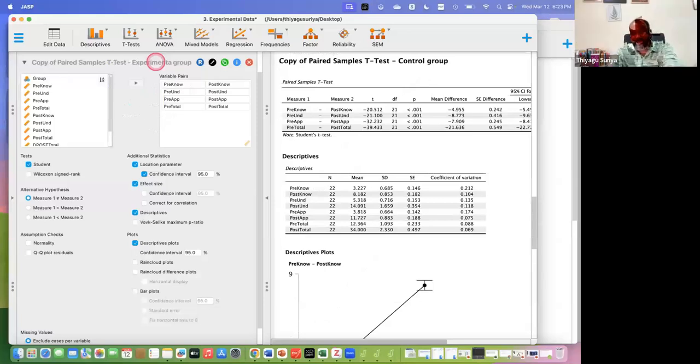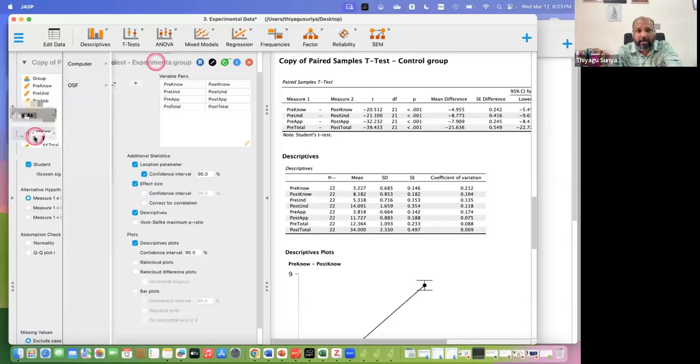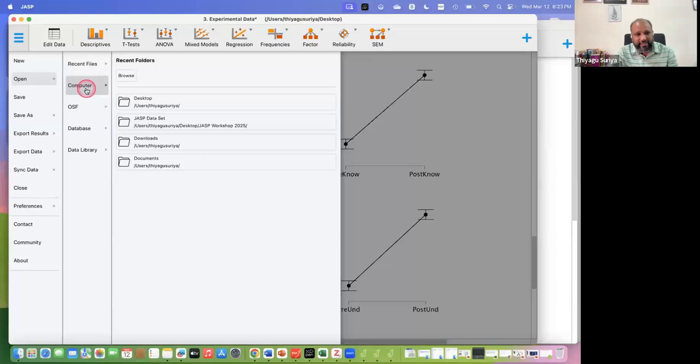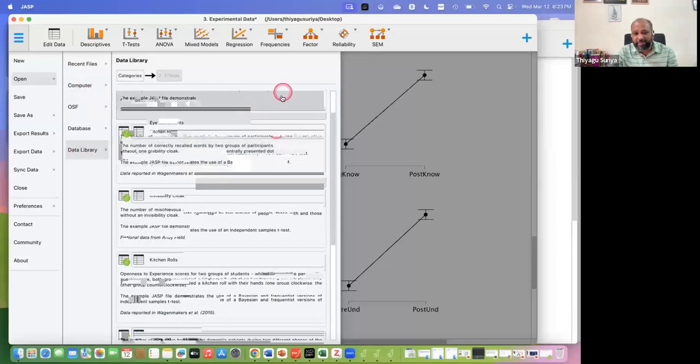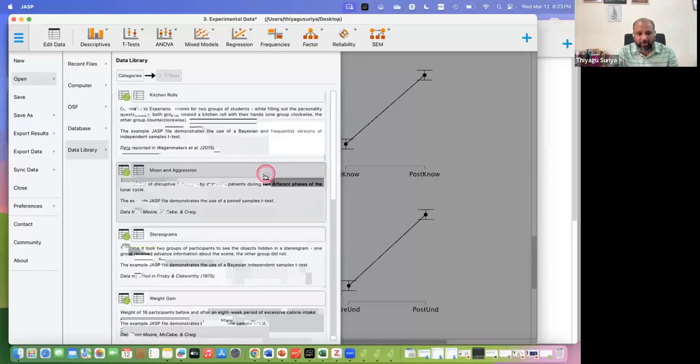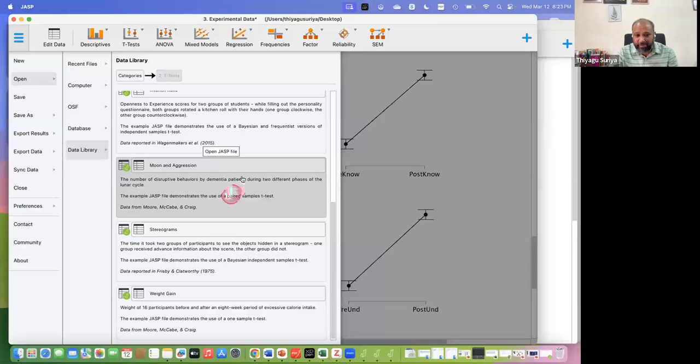So I request all, if possible, tonight, click this option, go with this open, go with the computer, sorry, data library. We have the t-test. This is for the independent sample t-test score. You can use the paired sample t-test score. Like this, we have different scores. So kindly start doing the analysis with this.